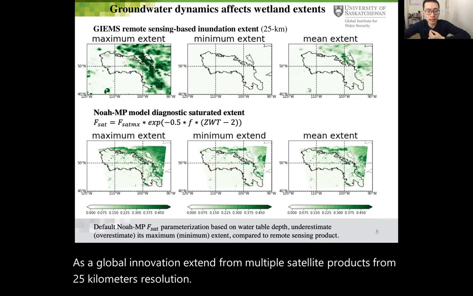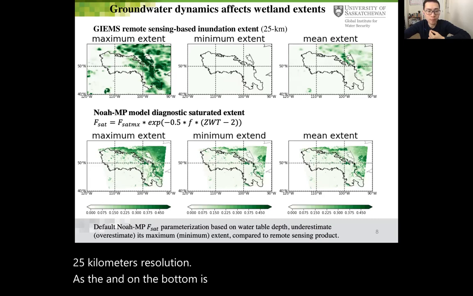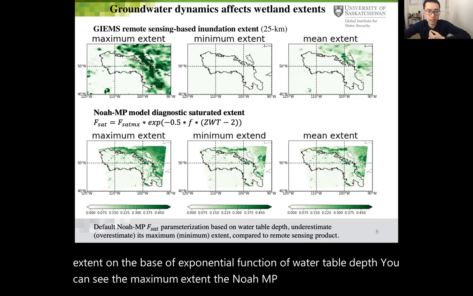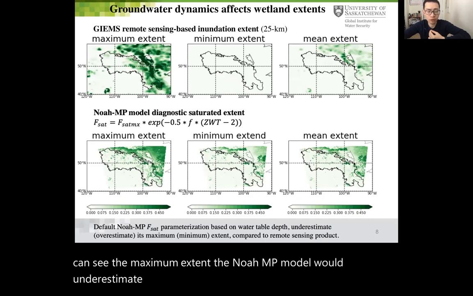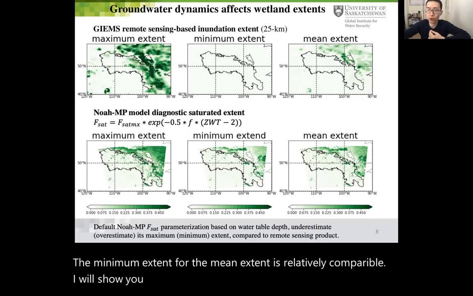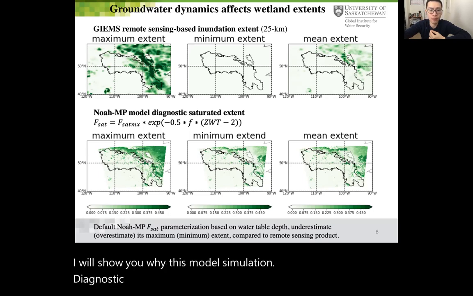And on the bottom is the Noah-MP model simulated FSAT extent on the basis of an exponential function of water table depth. You can see that for the maximum extent, the Noah-MP model would underestimate FSAT, while for the minimum extent it will overestimate it. The mean extent is relatively comparable. I will show you why this model simulation diagnostic is so different.